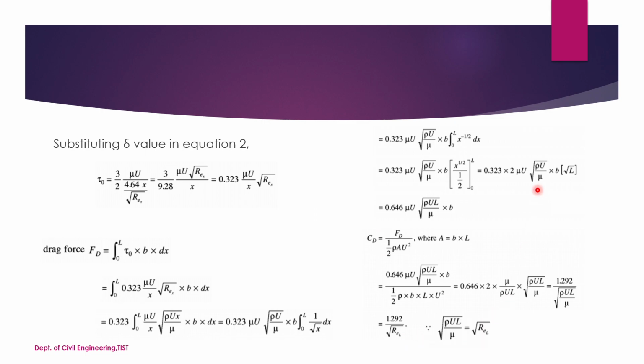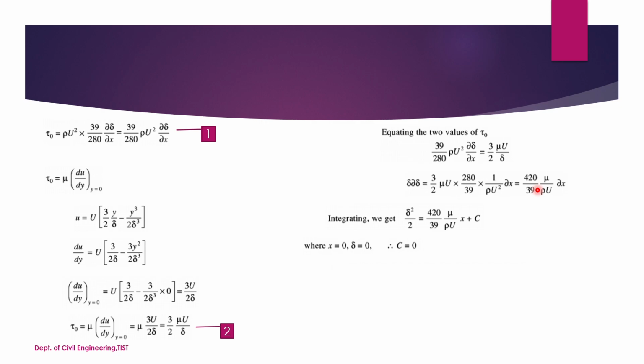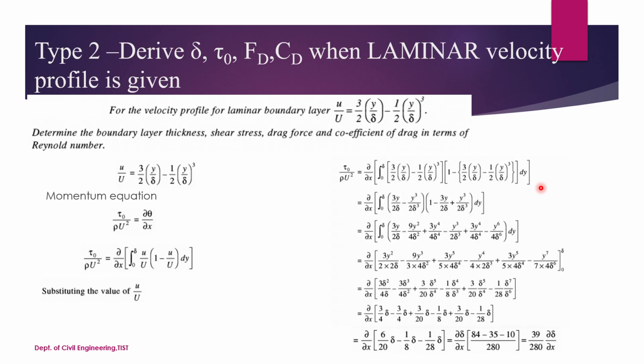Fine. So we got the expression for all the terms in terms of Reynolds number. This is how you do type 2 problems. So this problem is done for the velocity profile which is already given. The velocity profile given is going back. So this is the velocity profile given in this particular example. Like that we can have different velocity profiles.